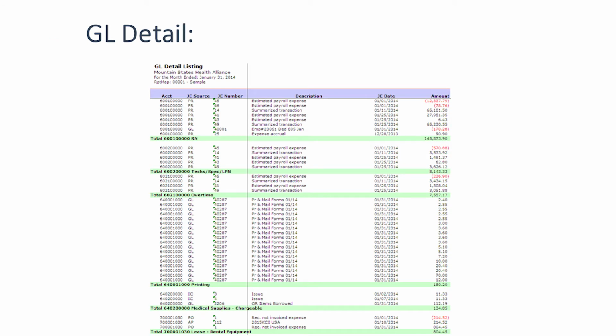The GL details, so this is the report we talked about just a minute ago that goes through all of the journal entries and actual invoices. So if someone has, say, $180 of printing and their budget was $50 and they need to provide a variance explanation for that, then they can go to this report to look at the detail of the information in there to have a clear understanding of where their actual expenses fell.